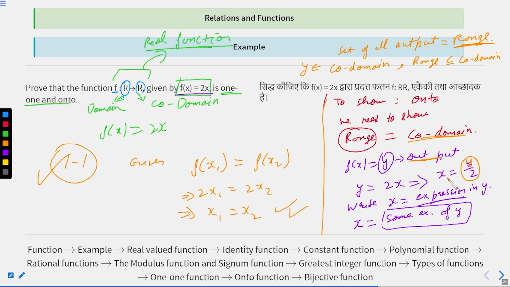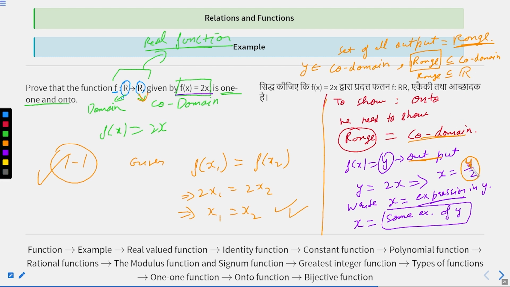Now if you know that y is my output, and output is always from the codomain, this means the collection of all y's will be a subset of codomain. And the collection of all such y, we call it range. Now range is a subset of codomain, we already know that. And my codomain is what? Codomain is all real numbers. So this means range is a subset of the real number set.